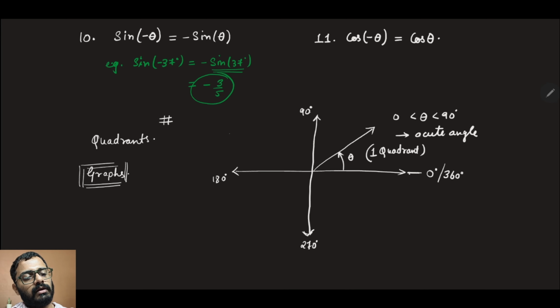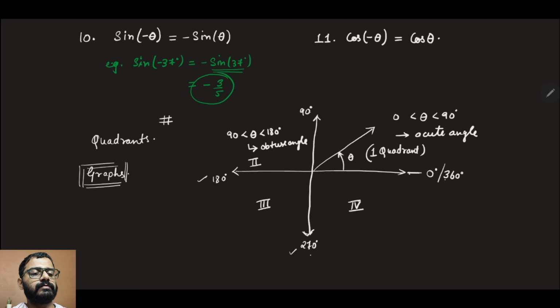Next will be 90 to 180 degrees. In that case, theta will be called an obtuse angle. And this is called your second quadrant, right? After that, 180 to 270 degrees, we name it the third quadrant. And for 270 to 360 degrees, that is named the fourth quadrant, right?